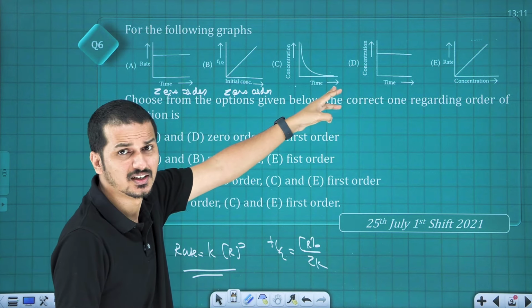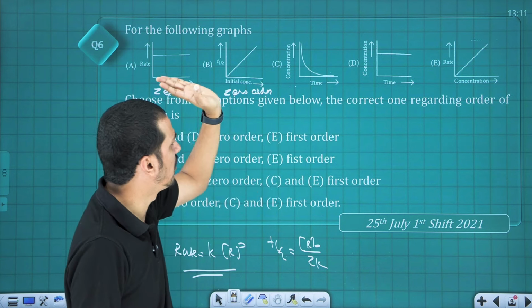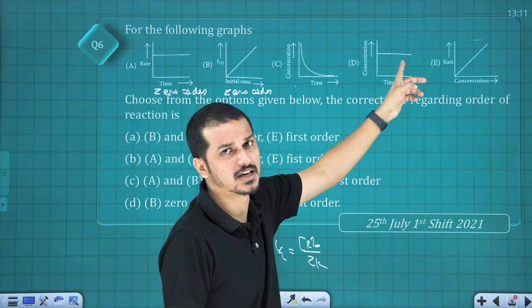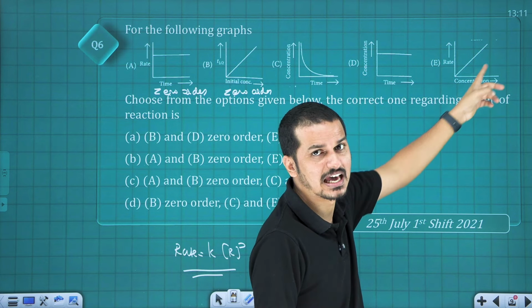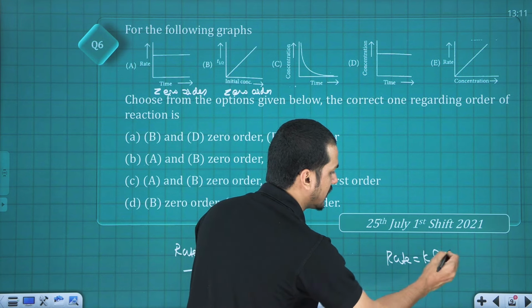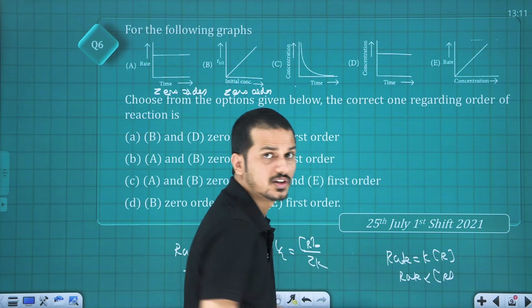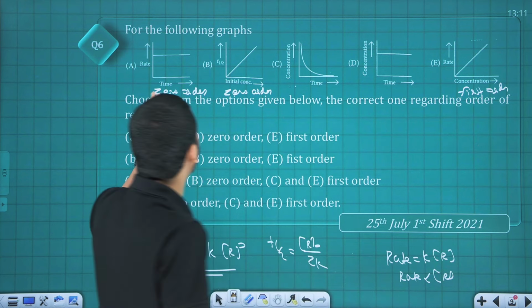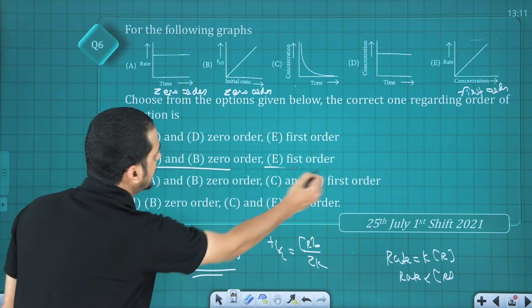Concentration versus time graph. Concentration is continuously decreasing. It is not zero order. What about D? Concentration versus time graph. Time is increasing, concentration remains constant. That means no reaction. What about this one? Rate and concentration directly proportional means rate equals K into concentration of reactant. Rate is proportional to concentration of reactant. So that is first order. So what idea am I getting? A and B are zero order, and E is first order.